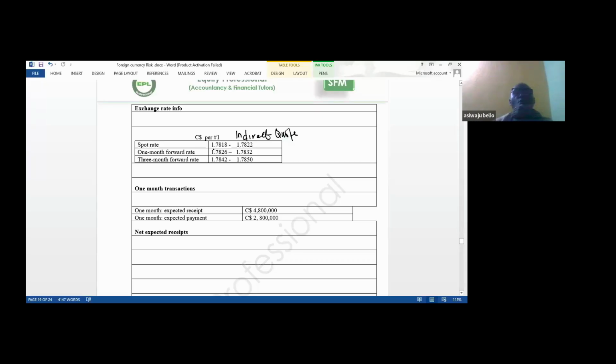That means 1.78. Look at the rates. You are given low rates and high rates. You have the spot rate, 1 month forward rate. We now come to 1 month transaction.